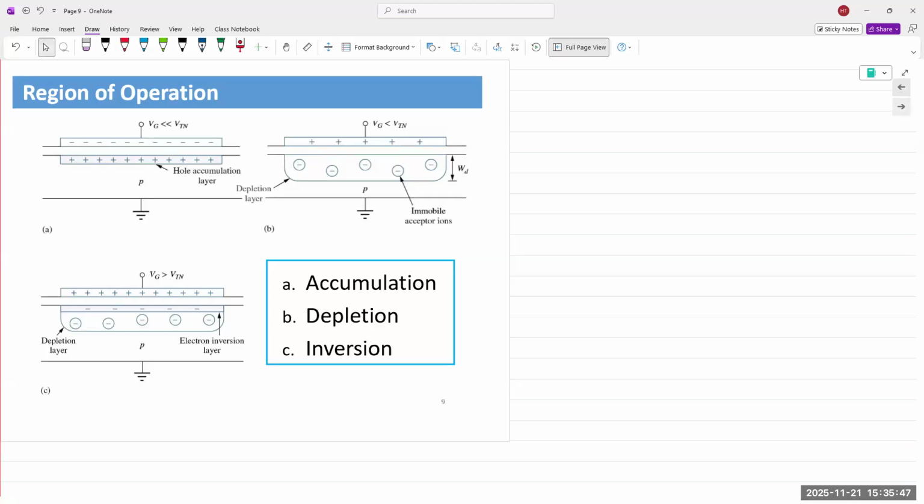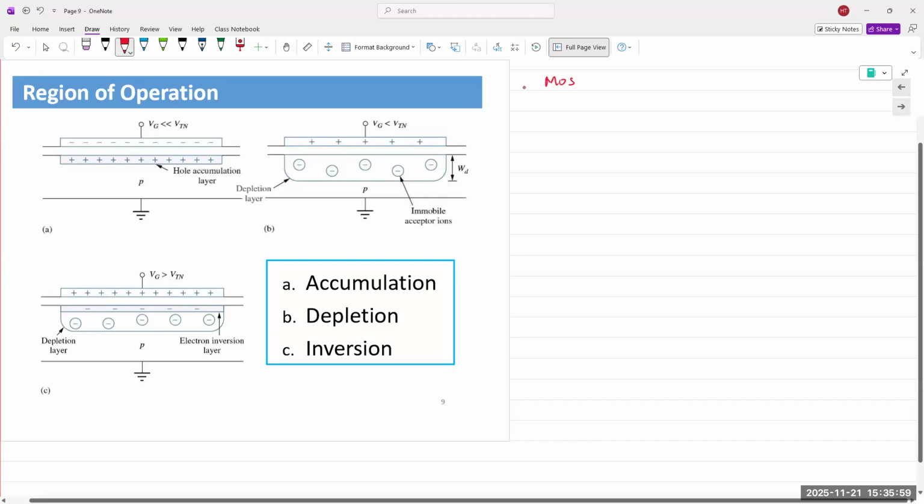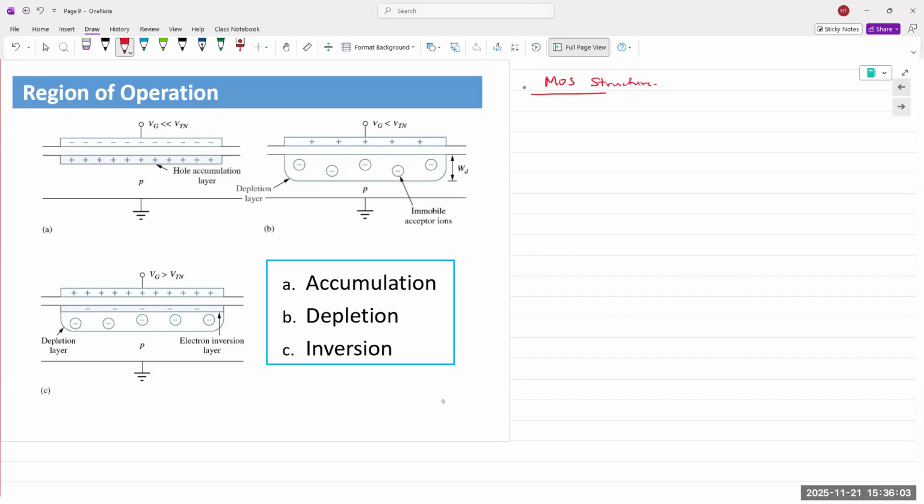Okay, so to understand the basic operation of a MOSFET, we'll first look at what happens in that MOS structure. The region of operation is the MOS structure, and that's where we will begin. All right, so metal oxide semiconductor. It goes to three possible states. They're listed right here: accumulation, depletion, and inversion.